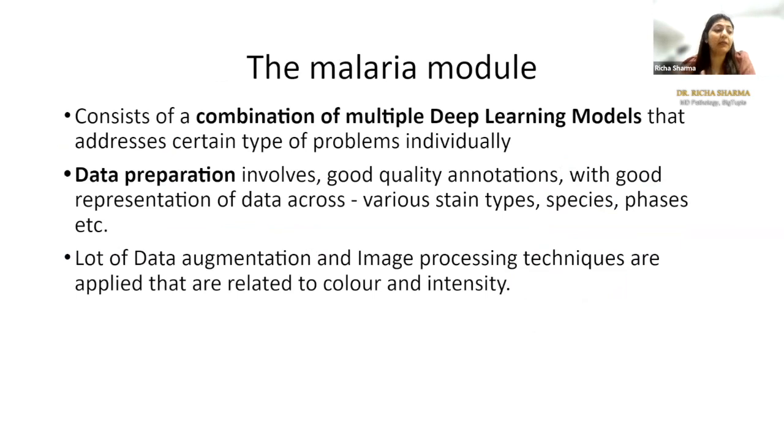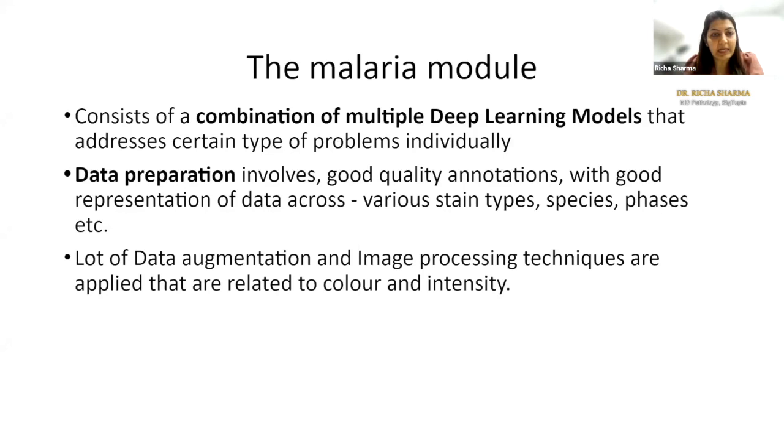So how does the malaria module work in our system? We have a combination of multiple deep learning models. Deep learning models are nothing but AI, machine learning models. And the most important step required in developing any algorithm or any AI is data preparation. Data preparation means we have to mine slides. For us, what they call data is slides.